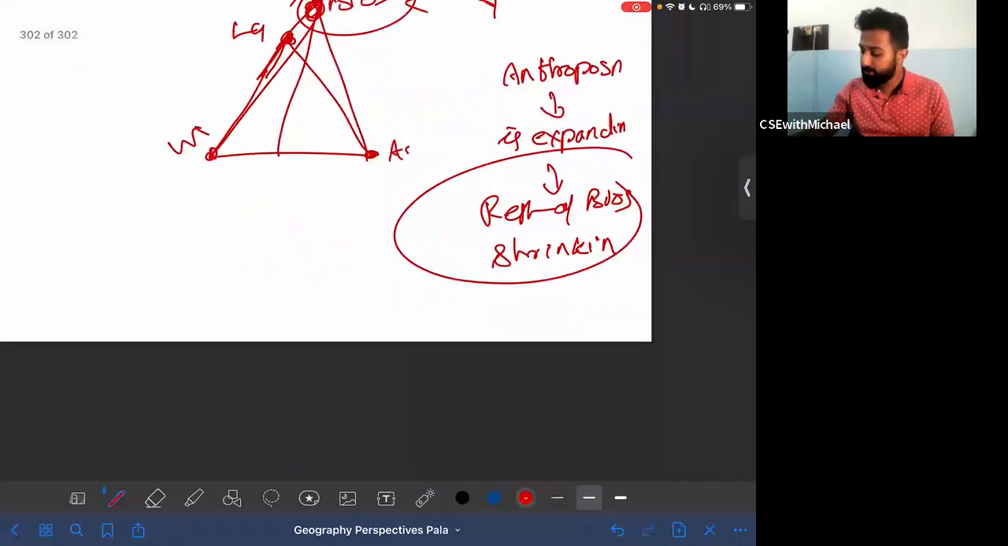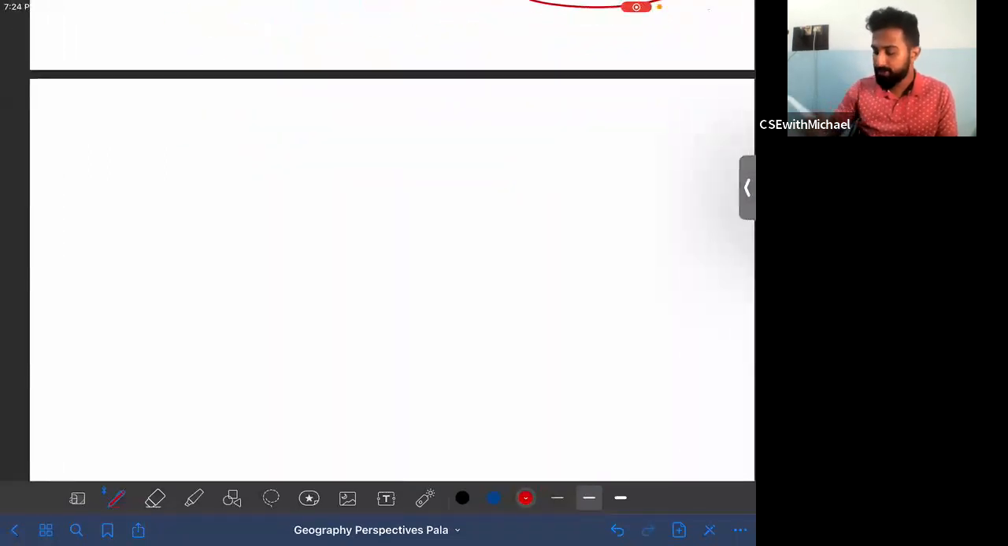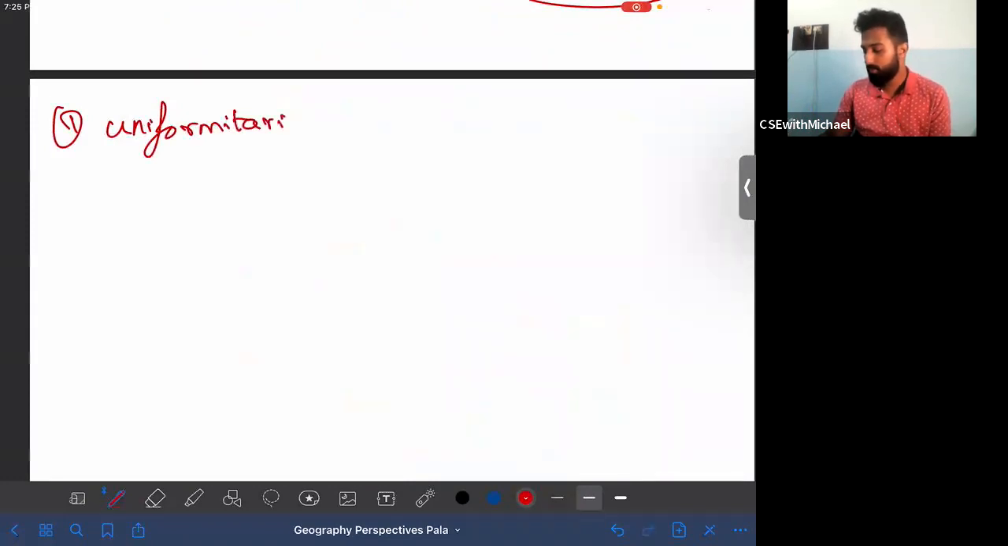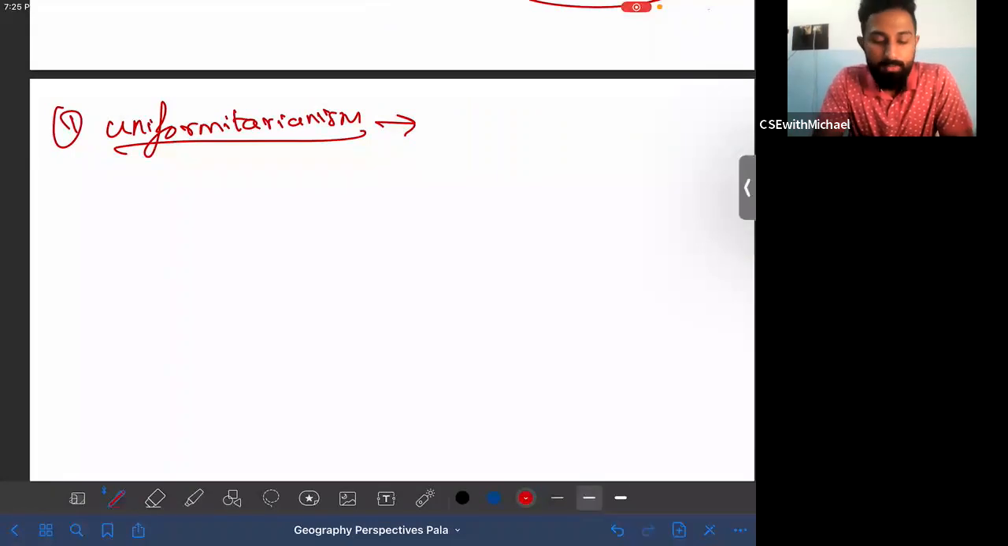That's basically ecology. Now, ecology is based on several principles. The first principle would be the principle of uniformitarianism. You might have seen that in geomorphology. So, what is the idea of uniformitarianism? What is it?